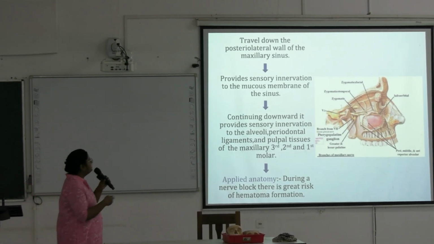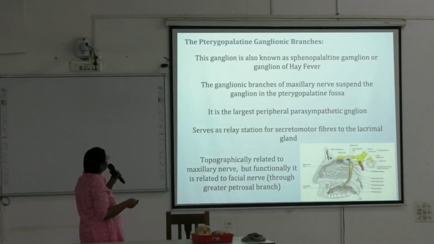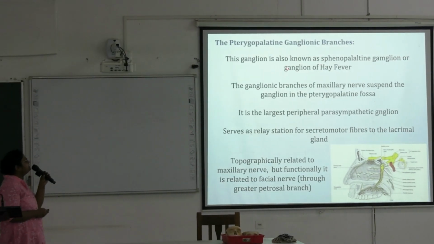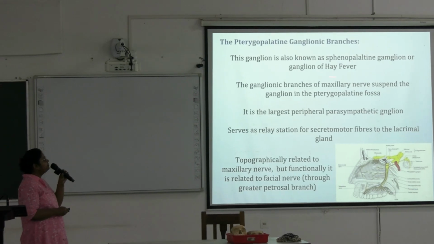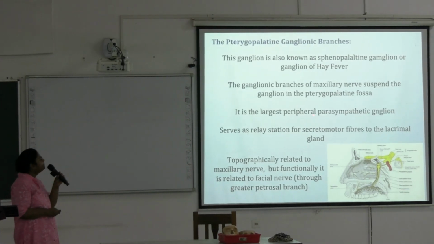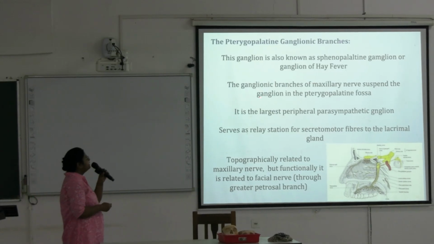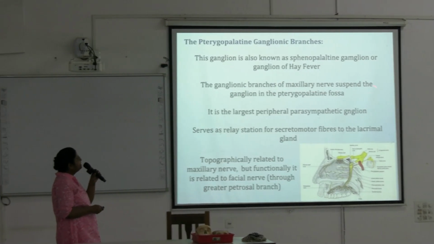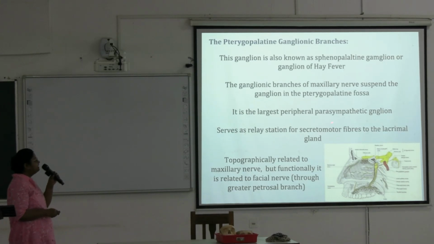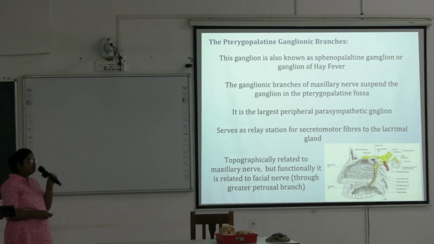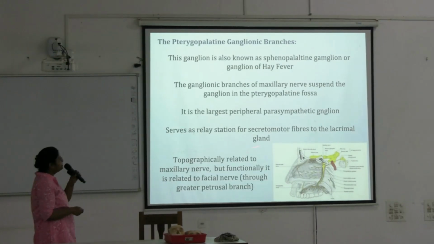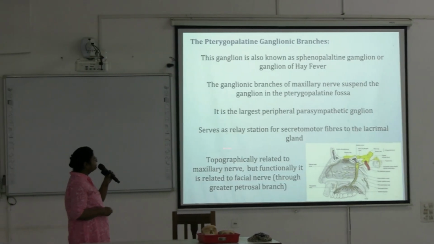Okay, next is the pterygopalatine ganglionic branch. This ganglion is also known as the sphenopalatine ganglion or ganglion of hay fever. The ganglionic branches of the maxillary nerve suspend the ganglion in the pterygopalatine fossa. It is the largest peripheral parasympathetic ganglion, and serves as a relay station for secretomotor fibers to the lacrimal gland.